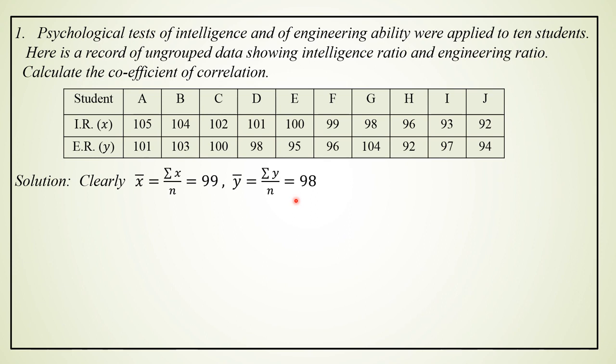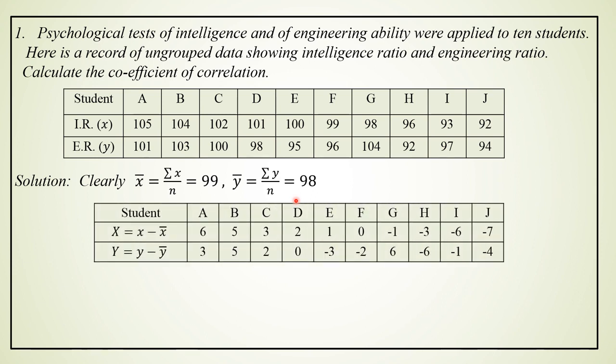After computing x bar and y bar, find capital X and capital Y for the 10 students. Capital X is given by x minus x bar. Since we know the value of x bar over here is 99, compute x minus x bar for the 10 students. That is 105 minus 99, that is 6. 104 minus 99, 5. 102 minus 99, 3. 101 minus 99, 2, and so on.